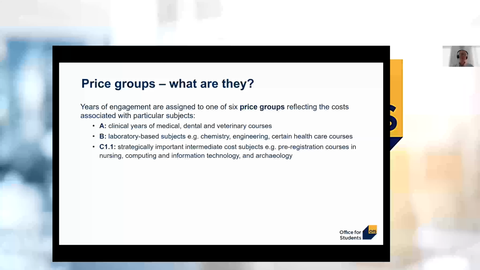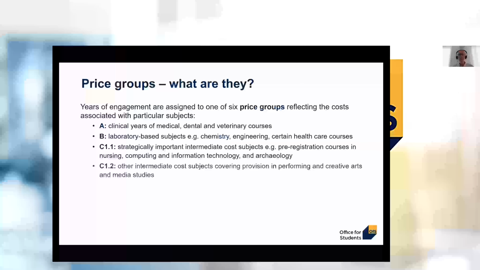Price group C is split into various parts. C1.1 is for strategically important intermediate cost subjects, and again, there's some pre-registration courses here for things like nursing, and it includes computing, information technology, and other things like archaeology. And then we've got C1.2, which is for other intermediate cost subjects covering provision in things like performing arts, creative arts, and media studies, that type of thing.